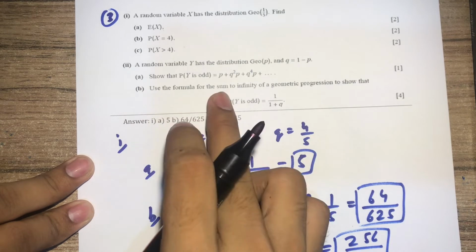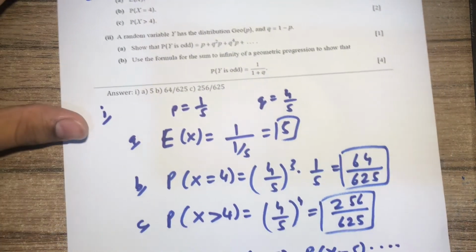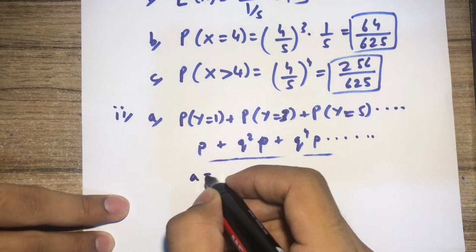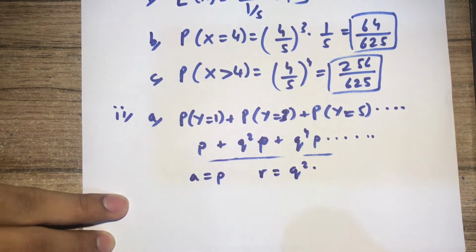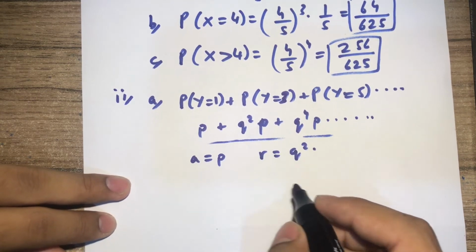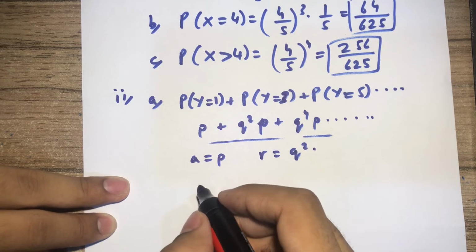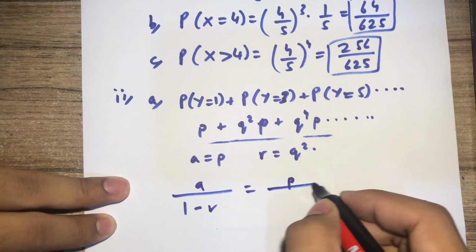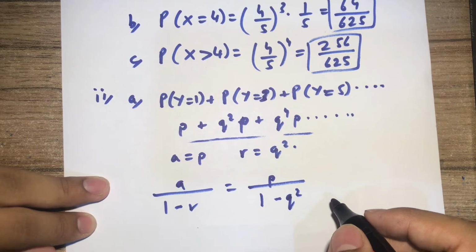Then they're saying use the formula for the sum to infinity of a geometric progression to show that P(y is odd) equals 1 over 1 plus q. Now if we consider this a geometric progression, the first term is p and the common ratio will be q squared, right? Because q squared is being multiplied to each preceding term to get the next term. So if we use the formula for sum to infinity, which is a upon 1 minus r, we get p upon 1 minus q squared.